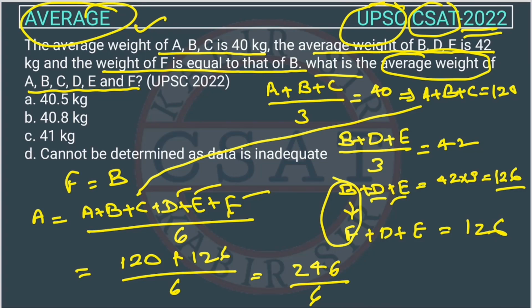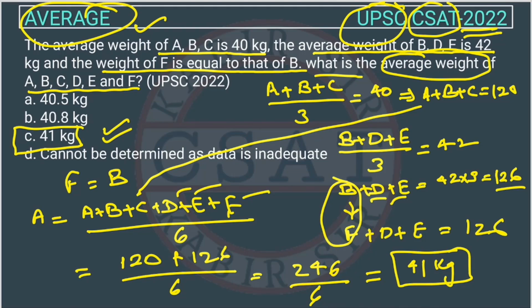Right? Did you understand up to here or not? I hope you all understood, right? So the average weight will be equal to 41 kg, right? So this is our answer. So option C is the answer, right?